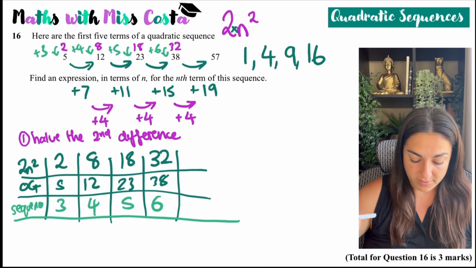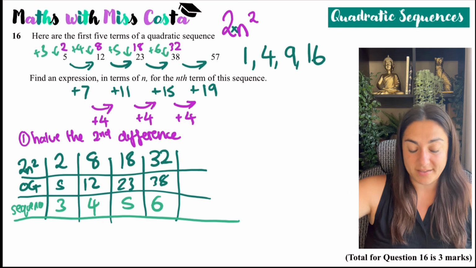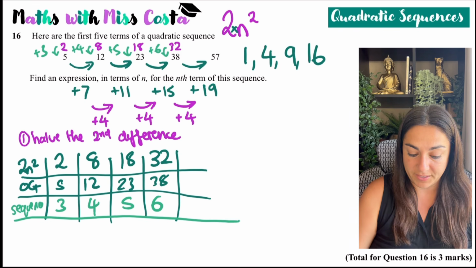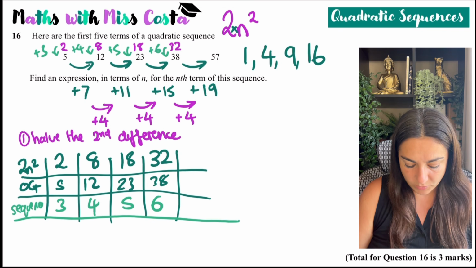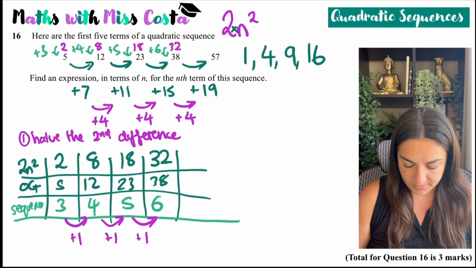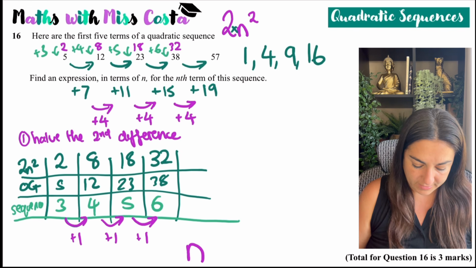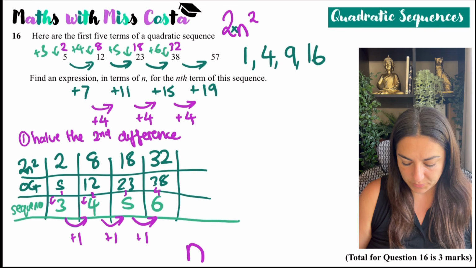So step 1, halve the coefficient. That tells you what n squared it's going up in. Compare that to your original sequence to figure out what the linear sequence is. And then we want to work out the nth term of this. So it's going up each time in ones. So I know it's going to be n. And then if it were the 1 times tables, it would be 1, 2, 3, 4. So it's n plus 2 each time.